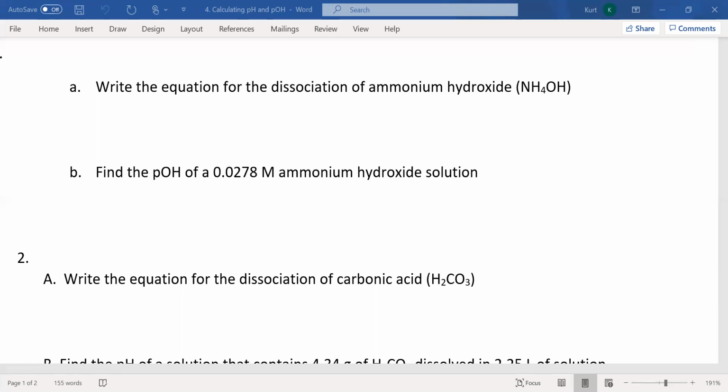Okay, that's all you have to write for part A. That is the complete dissociation. Riddle me this, bonus question. Is that an acid or a base? How can you tell, Nick? Because of hydroxide. Because it has hydroxide, it's basically screaming at you, base!